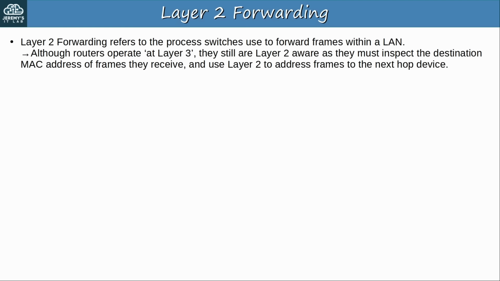Some CCNA students ask why routers need to encapsulate packets within an Ethernet frame, even though routers are supposed to operate at layer 3, so I just wanted to clear that up. Routers use layer 3 information to decide where to forward packets, but that doesn't mean they can ignore layer 2.